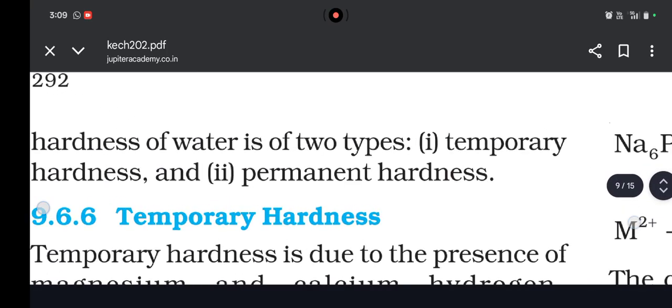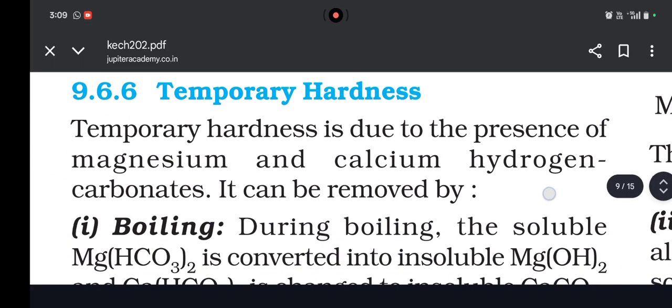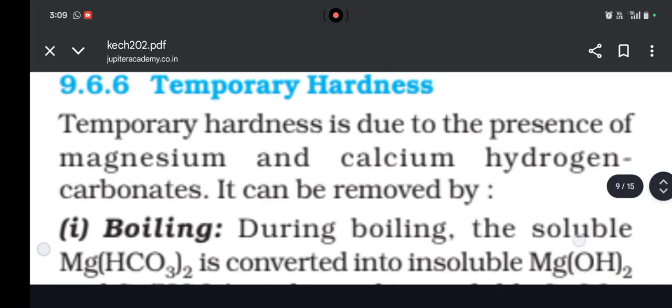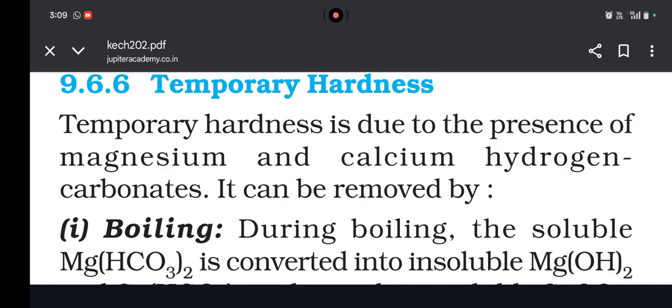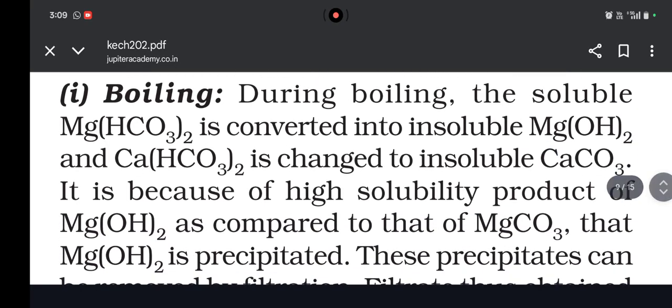The hardness of water is of two types: temporary hardness and permanent hardness. Temporary hardness. Temporary hardness is due to the presence of magnesium and calcium hydrogen carbonate. It can be removed by, first, boiling. During boiling, the soluble Mg(HCO3)2 is converted into insoluble Mg(OH)2, and Ca(HCO3)2 is changed into insoluble calcium carbonate.